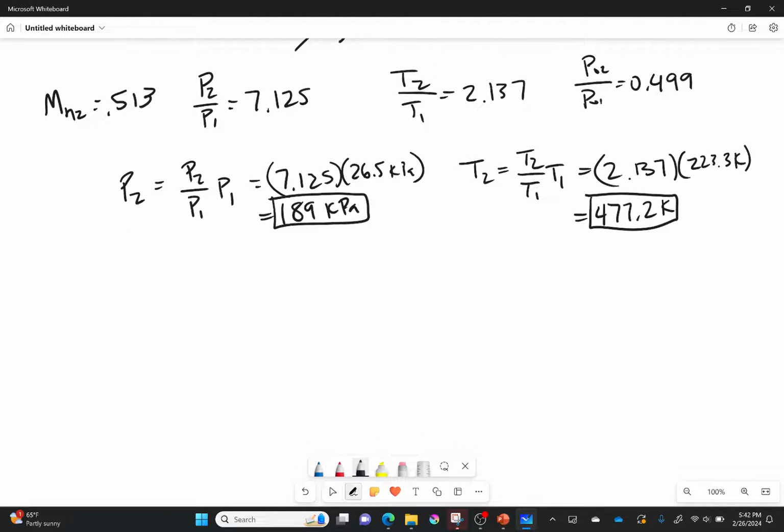Now let's go ahead and find out what M2 is going to be. M2 is going to be equal to my Mach number 2 over sine of beta minus theta. Now where in the world does theta come from? That comes from, sadly not a table, it comes from a diagram. There's also some relations you can use for it, but it's from a diagram right now. So let's go to that diagram and find it out.